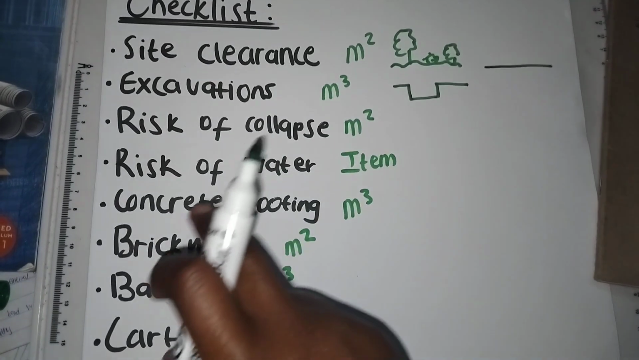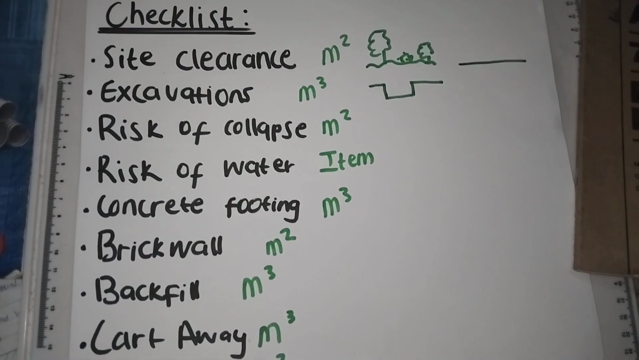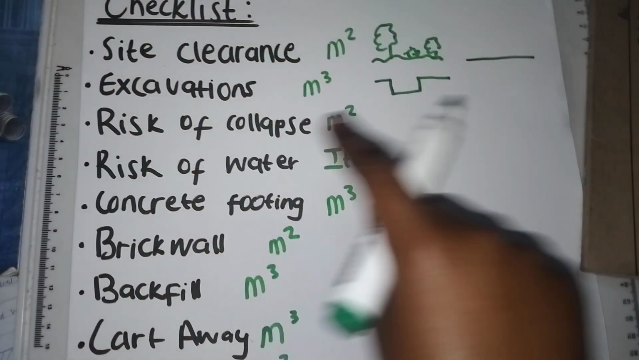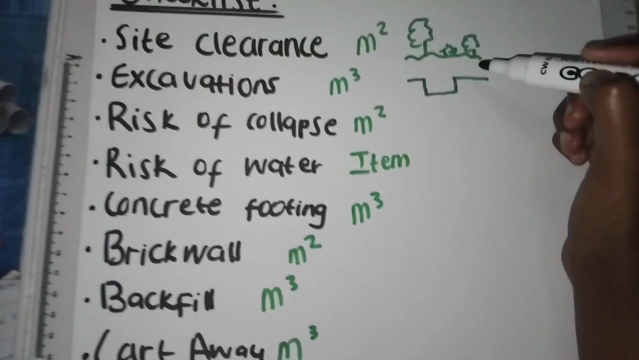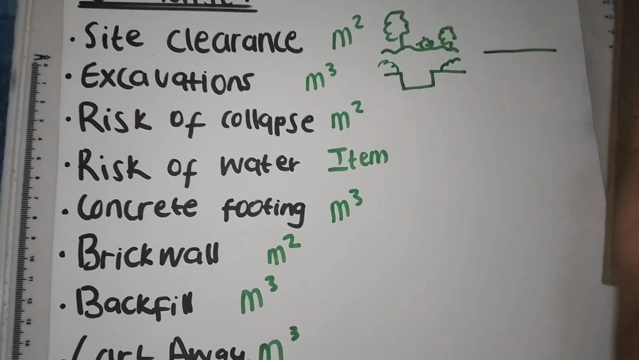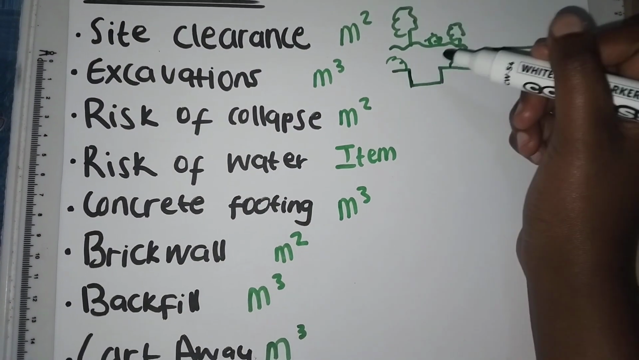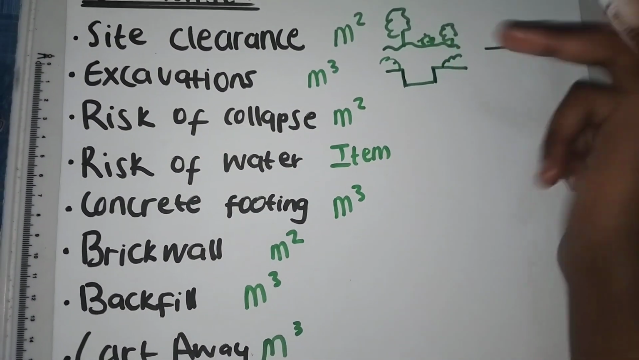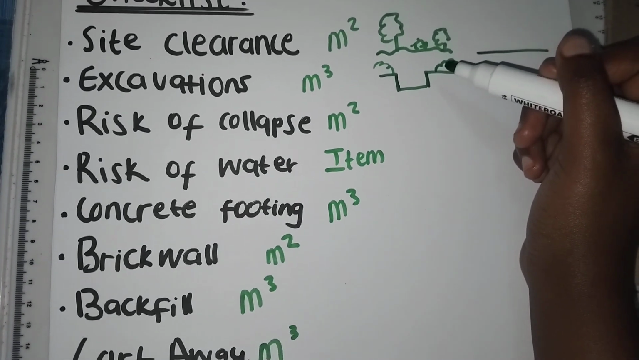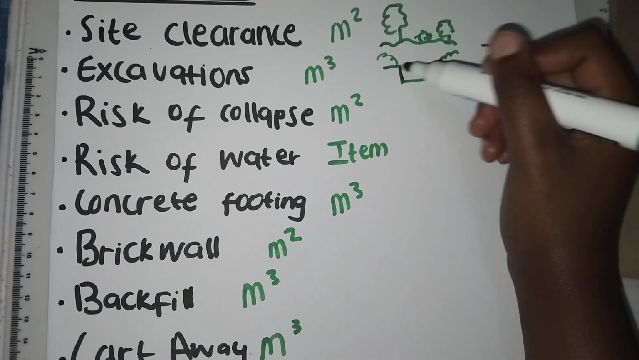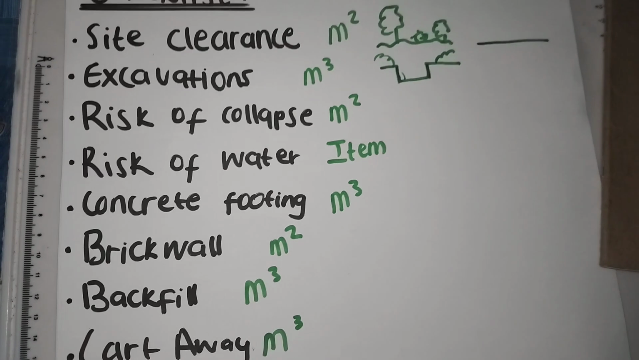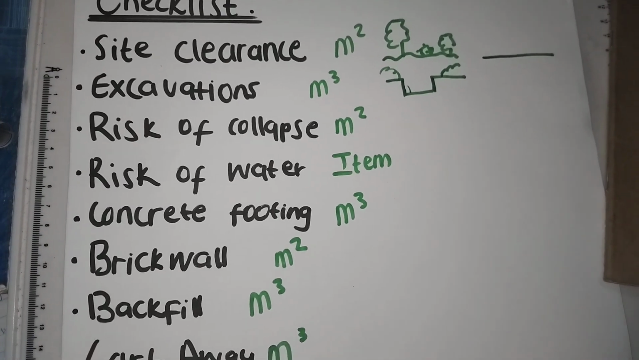So when it comes to the risk of collapse, you're calculating that when you have excavated, there is soil that's going to be sitting around here, and then you see you have your trench looking like this, right? So what you're calculating is the possibility of how the soil might fall in, or how this part might break. I actually don't know how to explain it, but yes, like that.